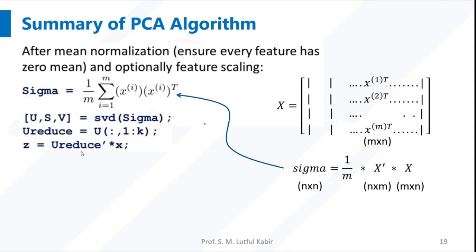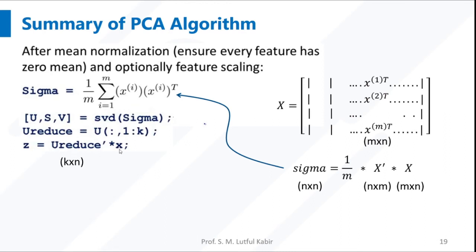And then you have to calculate U reduce. U reduce means the number of columns will be 1 to k. You take all the rows, but the columns are 1 to k. And if you multiply by a single example, you will get a single z. That means if x is n dimensional, then z will have k dimensions. That means n features in x will be converted into k features in z.